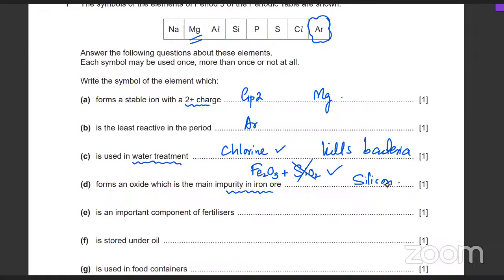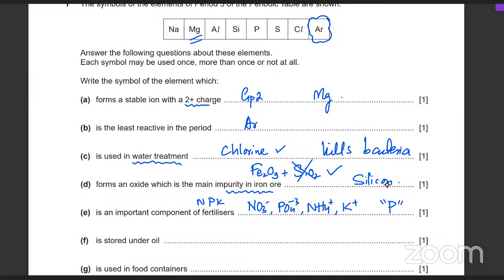Is an important component of fertilizers. Fertilizers are salts that contain NPK. So they're basically nitrates, phosphates, ammonium, or potassium salts mostly. So either the pure table, the elements that are given, that's going to be phosphorus. Okay.